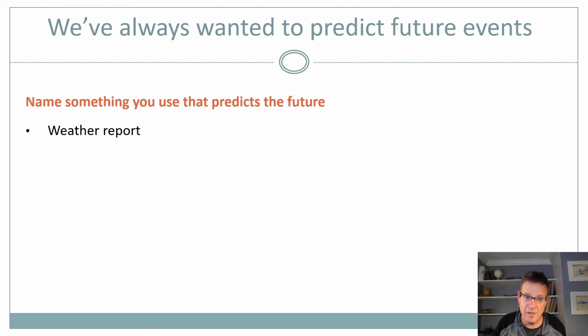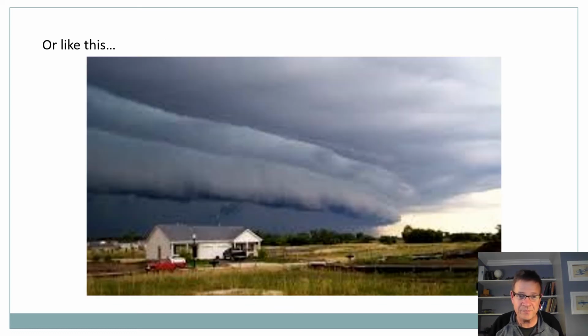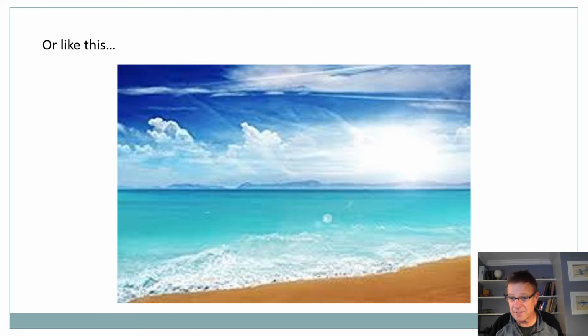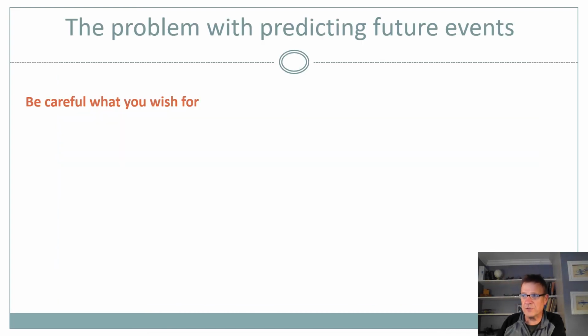So your weather can be like this, it can be like that, it can be like this, or if you're in New England, it can be like that. And how do you know what's going to be? And the problem with predicting items in the future, going back to the weather report, is that we've all complained about weather reports in the past. I know I certainly have.